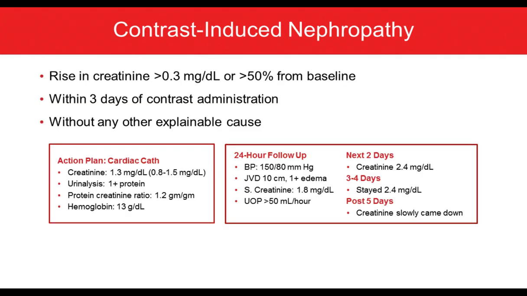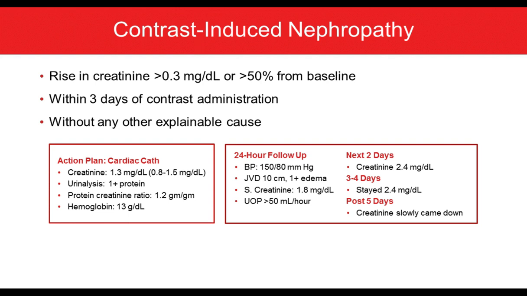Okay, so the last part is about contrast-induced nephropathy. What is contrast-induced nephropathy? Contrast-induced nephropathy is a rise in creatinine of more than 0.3 milligram per deciliter or more than 50% from baseline within 3 days of contrast administration. So it's pretty similar to the KDIGO definition, but you have to have contrast administered before that, and you do not have any other explainable cause. For example, a patient cannot have complete urinary obstruction with an increase in creatinine and you call it contrast-induced. No, without any other explainable cause, if you have a rise in creatinine after contrast, it's contrast-induced nephropathy.